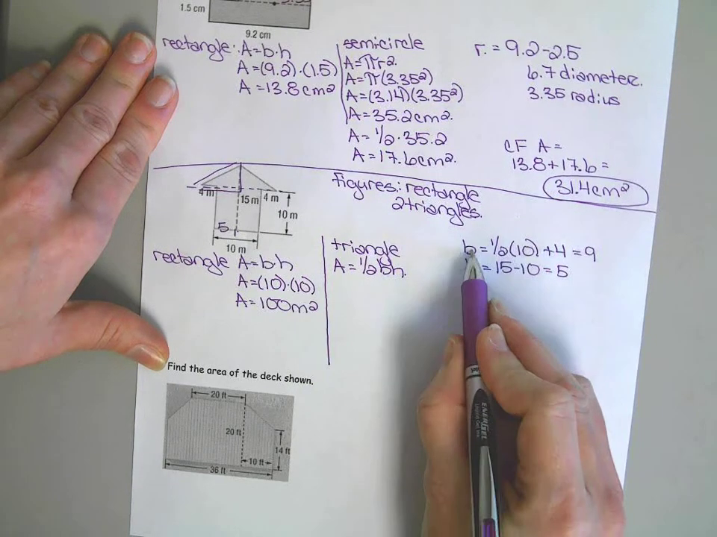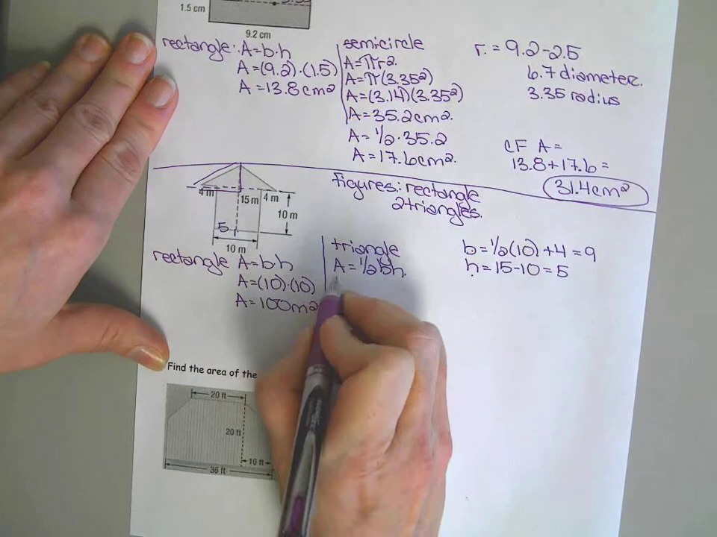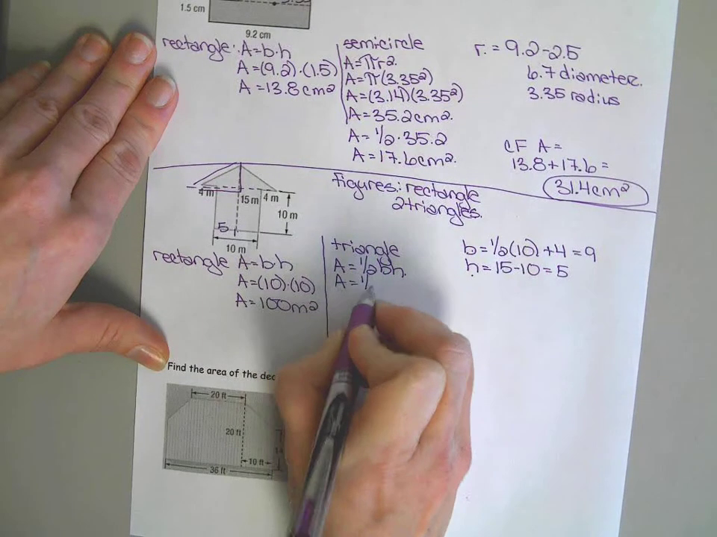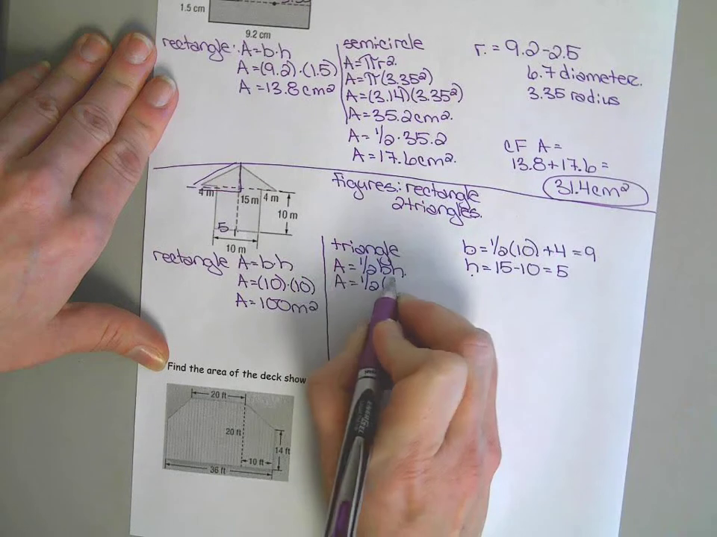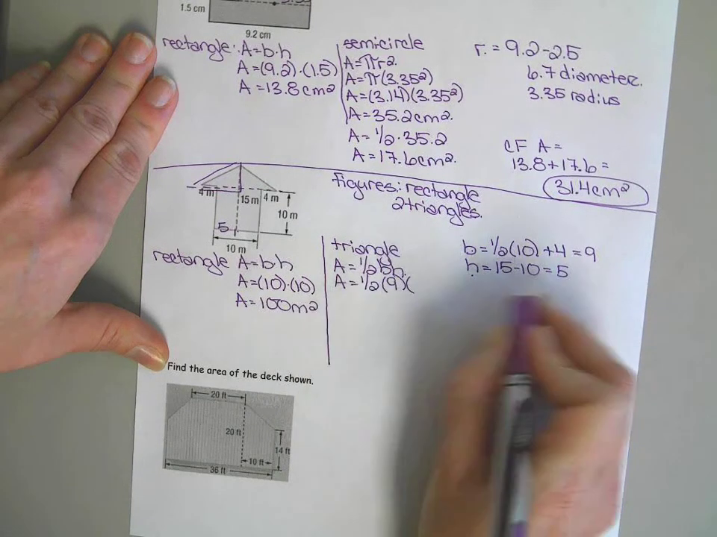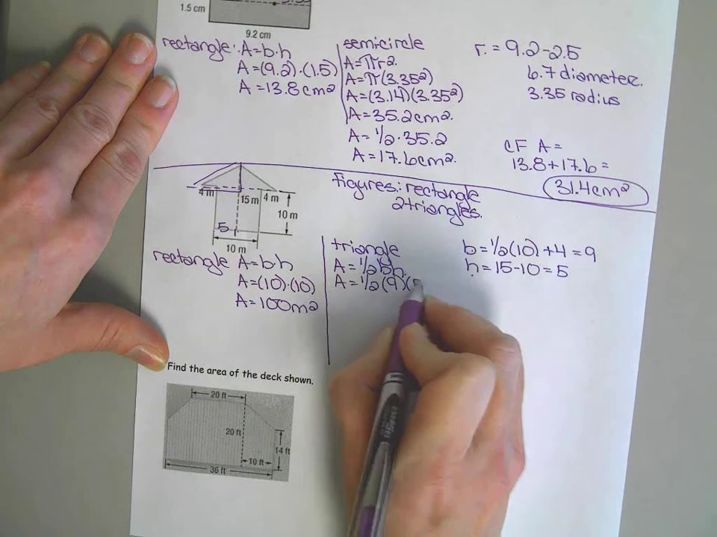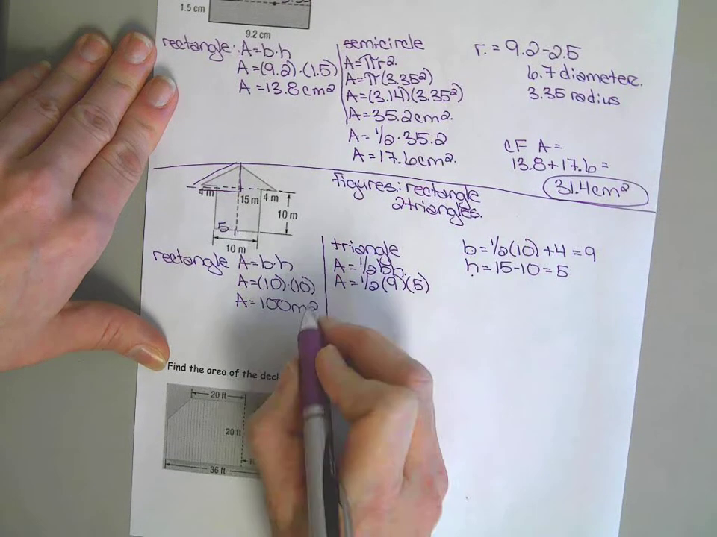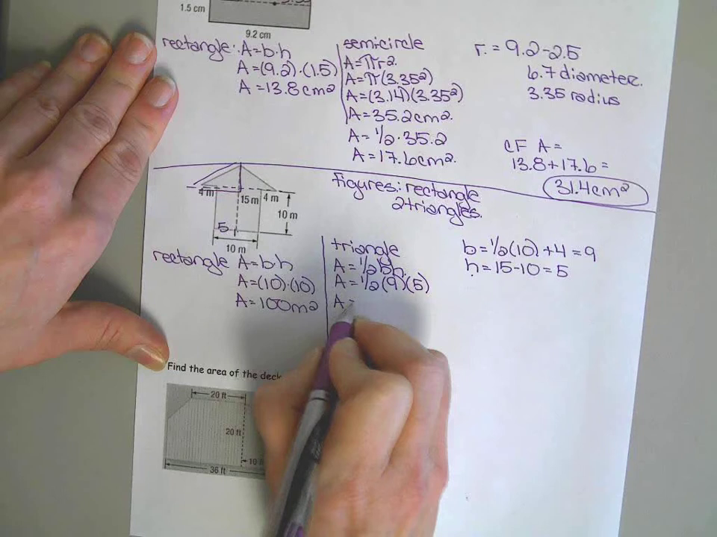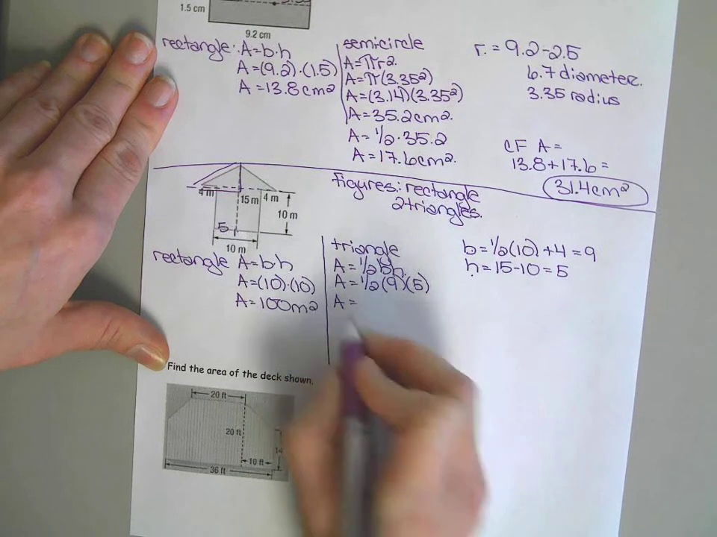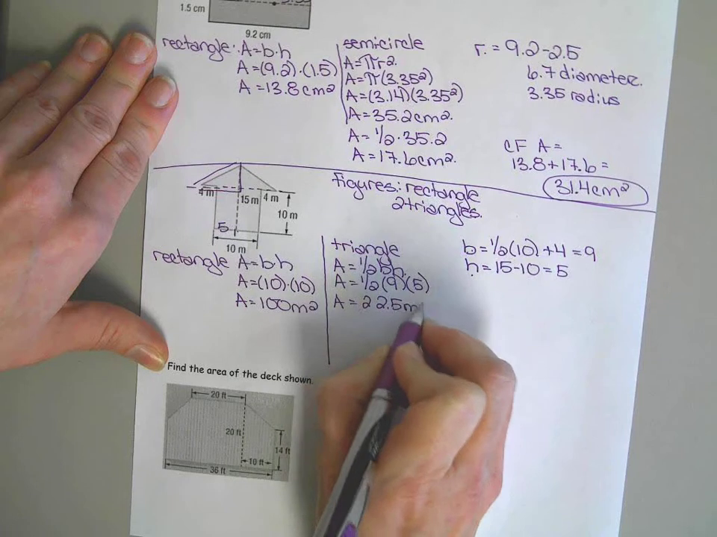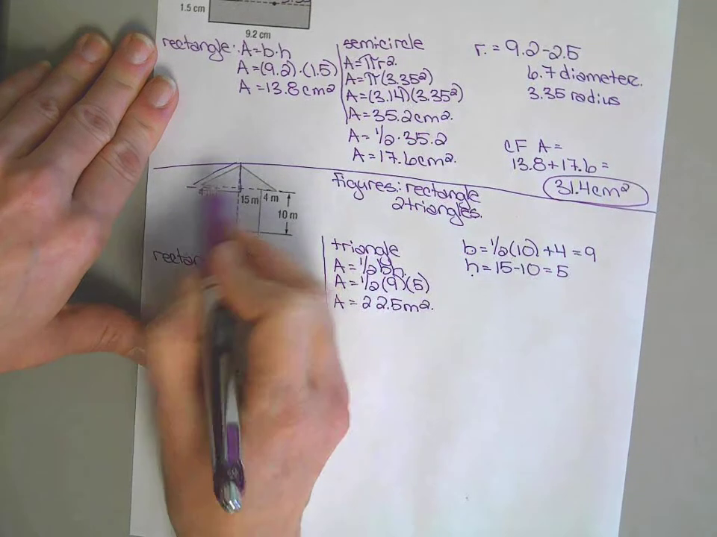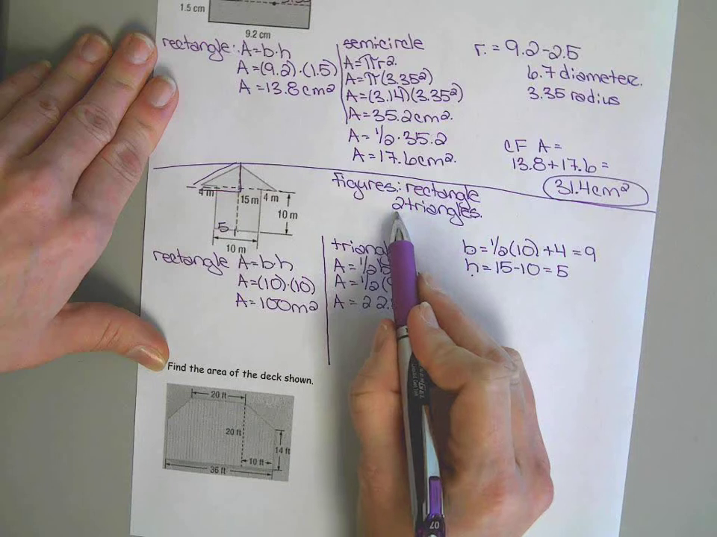So now we have our base and our height. We can plug them into our formula. So area equals half times our base, which we just calculated as 9, and our height, which we just calculated as 5. We can plug those in. After doing so, half times 9 times 5, we will get 22.5 meters squared. And by doing this smaller triangle, we have 2.